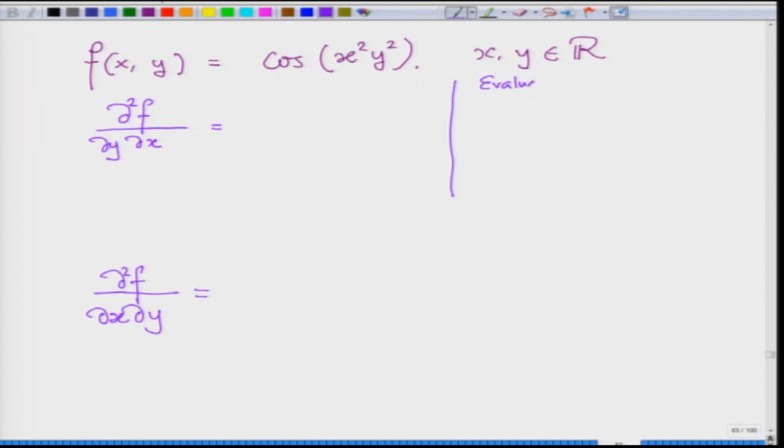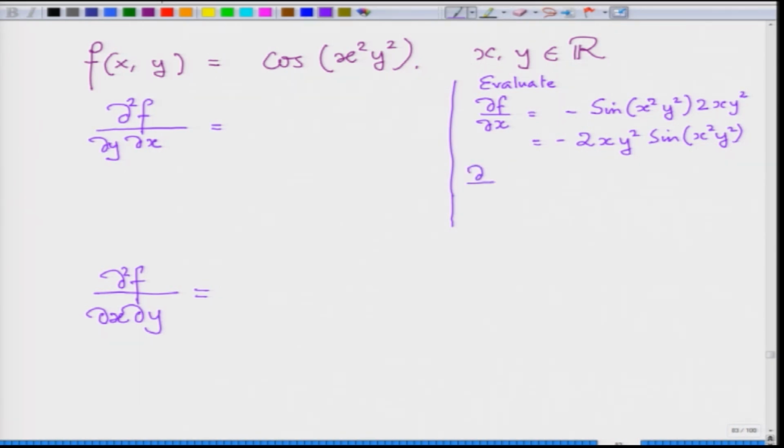In this case first we evaluate, so let us do the side rough work. We have to first evaluate del f del x and see it is a function of x and y. So, what is del f del x? It is minus sine of x square y square into 2 x y square. So, I can write this as minus 2 x y square sine of x square y square, because this is an application of the chain rule just for the variable x. Now, it is a function of x and y, and I want to differentiate it with respect to the variable y. So, I want del del y of del f del x.